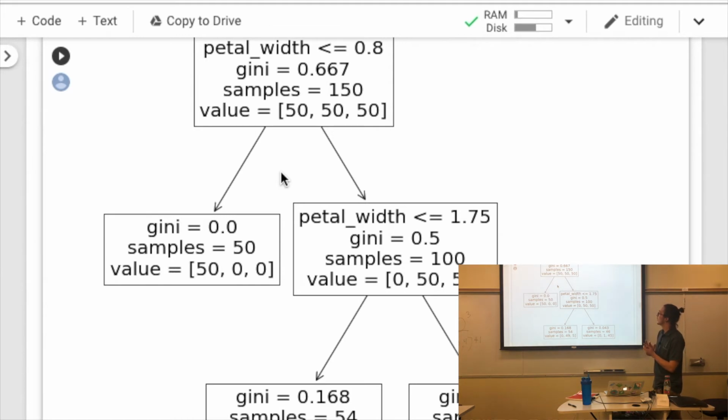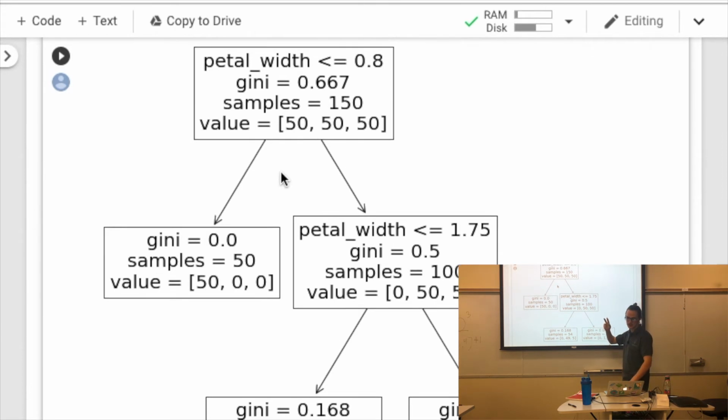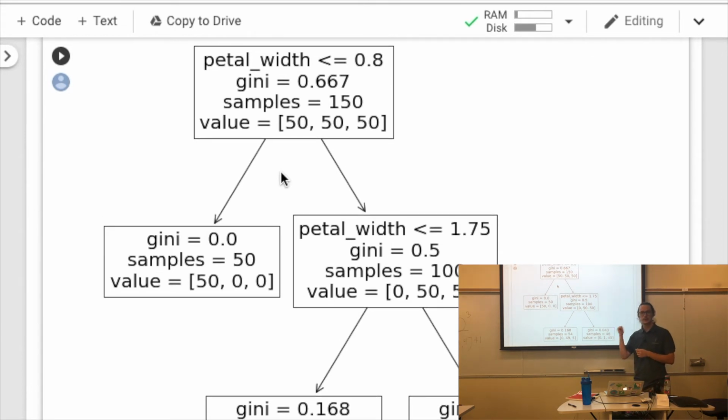So up here they used petal width. Okay, so let's look at what's in each of these boxes. In the video examples, there's a true or false, like, had heart disease. But you can use it for more than just a true or false. In this case, we had 3 species of flower, and so in the top, we have the value being 50, 50, 50. That means there's 50 observations of each species, and so in total there's 150 samples.